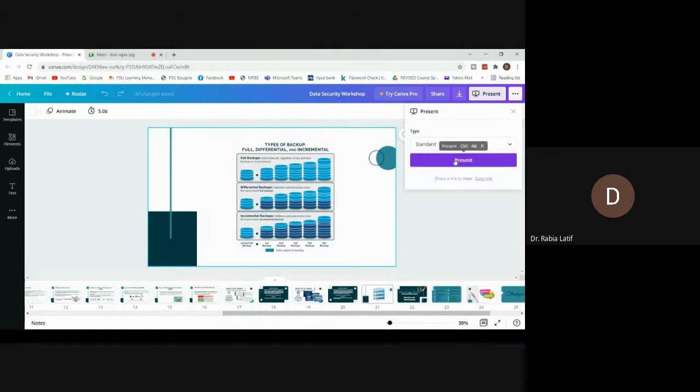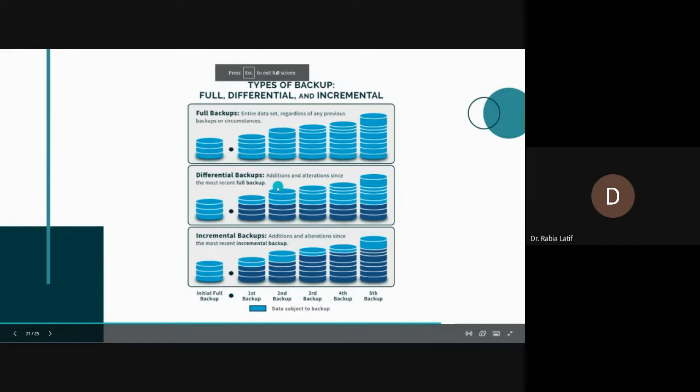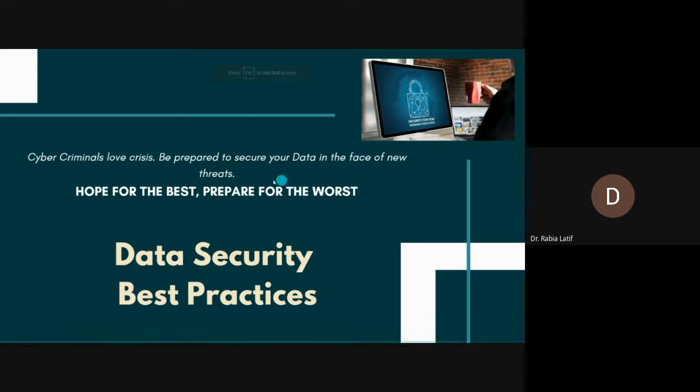Okay, so let's quickly conclude the workshop. What are some data security best practices? How can you secure your data? The two practical demos I have already given you. You can use these tools to secure your data. They are very, very effective.